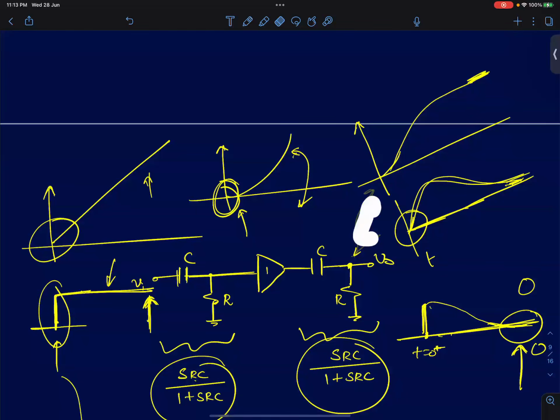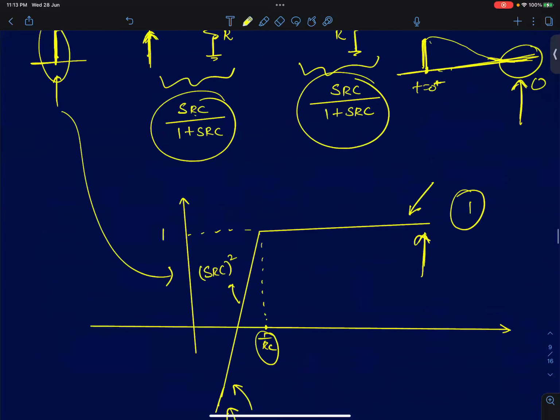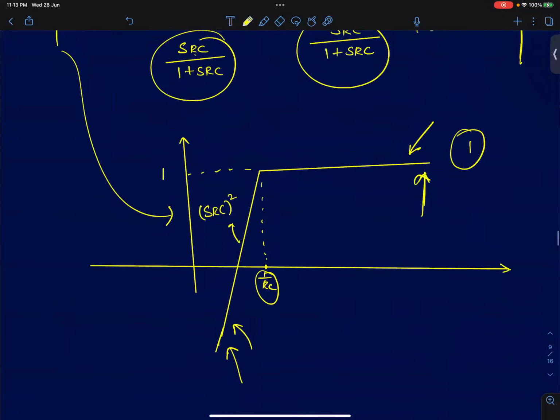I can derive the exact response, but I just wanted to give you this idea that intuitively you can guess the behavior of the system by understanding how its frequency response is going to look. So that's the power of this approach. This is what I wanted to discuss today.